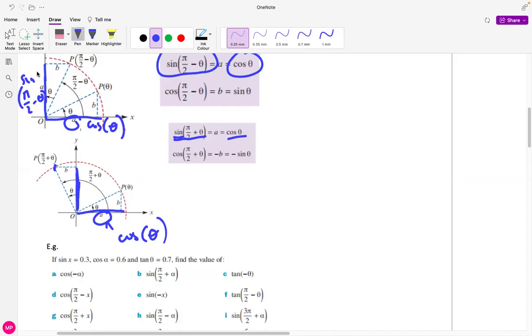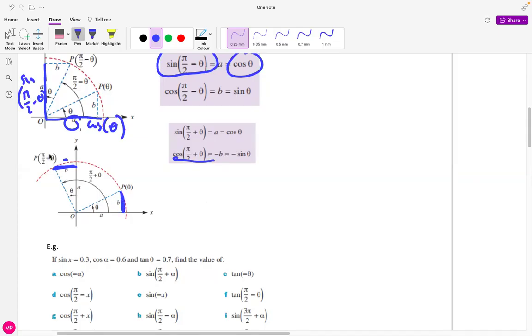Okay. If we do the one on the bottom, what we have is cos of pi over 2 plus theta. So pi over 2 plus theta is here, we're looking at cos, so we're looking at the horizontal. So we're talking about this, and you can see this brings the negative value, right? Now, this distance is the same as this distance here, because B equals B.